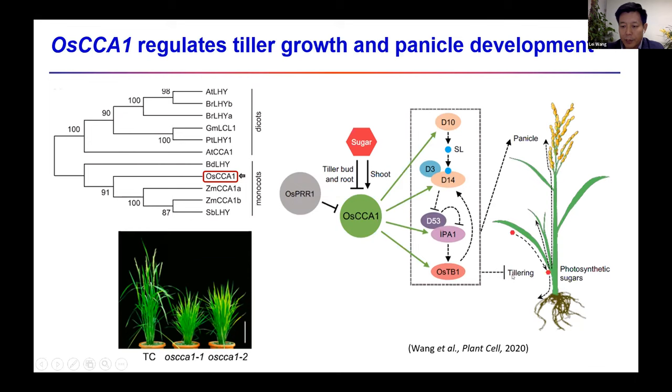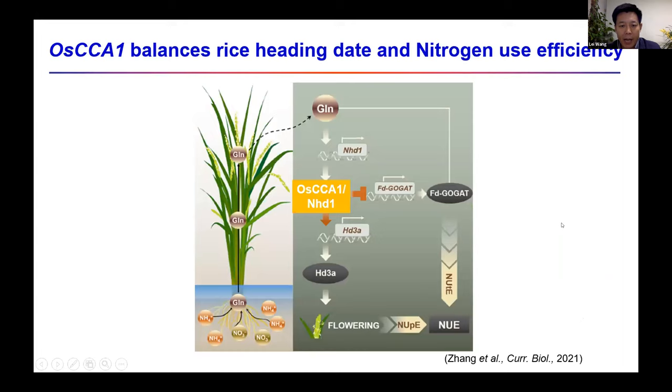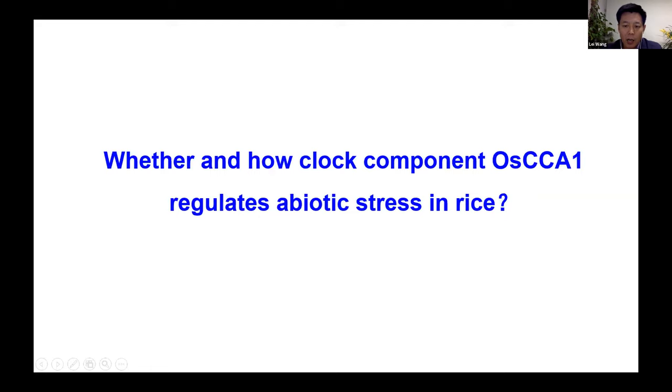In addition, CCA1 was shown to balance rice heading date and nitrogen use efficiency. In this mechanism, OsCCA1, also called NHD1, can promote Hd3a expression. Hd3a is the florigen in rice. It can also repress another gene, we call it NRT1.1B or OsNGR, hm, FDGOGAT. This one is an essential component for nitrogen use efficiency. Thus, CCA1 can balance the heading date and nitrogen use efficiency. But we don't know whether and how the clock component CCA1 regulates abiotic stress in rice.